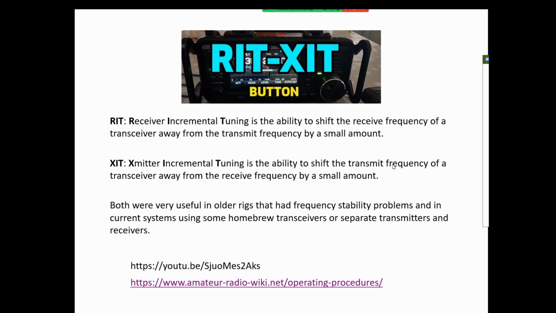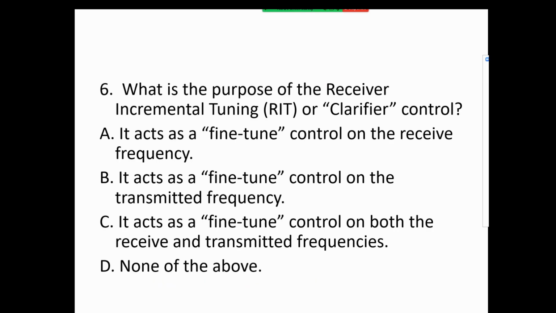Particularly when you're using duplex and you're receiving and transmitting on different frequencies. Both were very useful in older rigs that had frequency stability problems and in current systems using some homebrew transceivers or separate transmitters and receivers. All right, so basically that's the fine-tuning button. And here's the question. What is the purpose of the receiver incremental tuning, the RIT, or also called the clarifier control? As a matter of fact, I think we saw that in the previous one, when we were looking at the bottom one with the buttons. One did say clarifier.